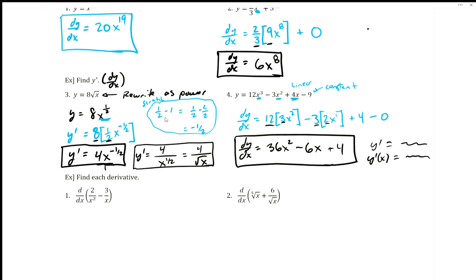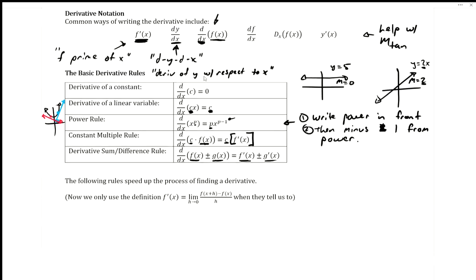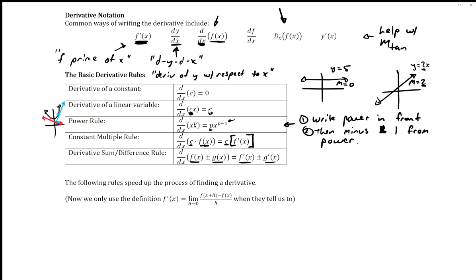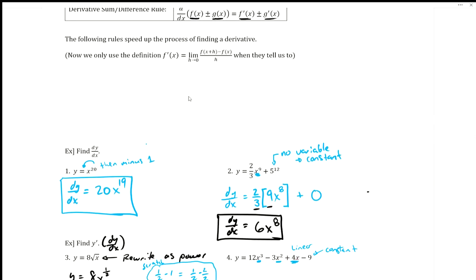So we just did a video where we were using them. We're going to continue them. They're based on this box. So we have a power rule that's the most important, I would say, but we'll break these down.